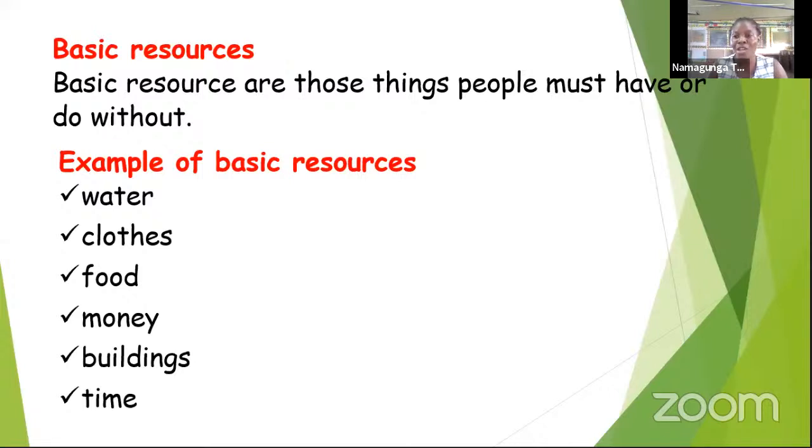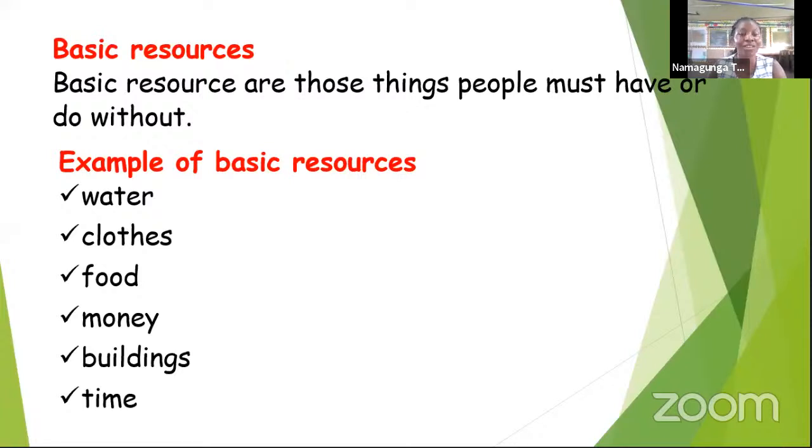For example, I want you to put up your hand if you can live without a cloth. So clothes are basically resources. I want another person, just put up your hand if you can live without food, and I come, I pick you from home and I live with you without food. No one. So food is also a basic resource. We have another basic resource, building. Is there anyone who sleeps outside the house? No, we all sleep in houses. So we cannot live without buildings.